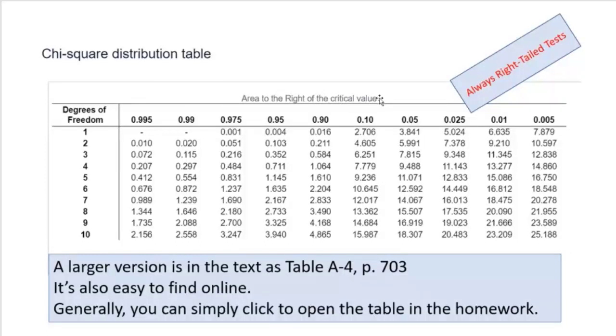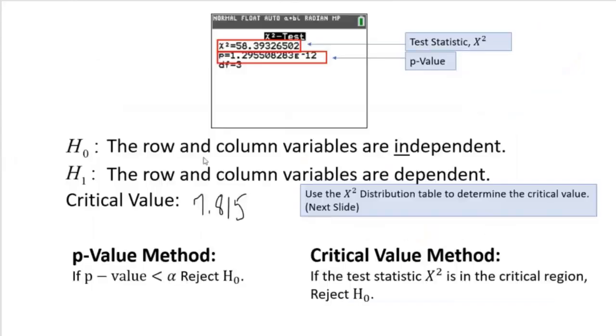And I know that this can throw you off because your calculators want to do a lot of things from the left, but this one's coming from the table, and this area is always to the right. So we're going to have 5% in the right-hand section. And then my degrees of freedom was 3. So if you go across there, I have then a critical value at 7.815. Then I can use my 2 methods. I have 2 different methods to look at it.